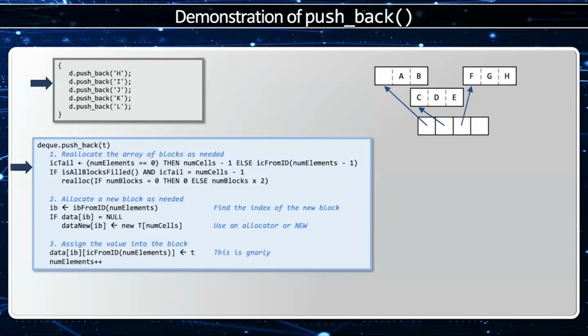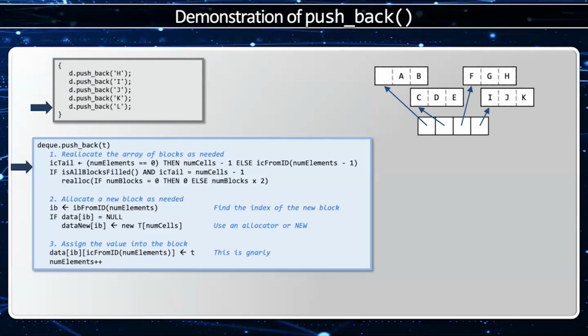Now I want to push back I. So it looks like I still have an extra block, so I don't need to reallocate, but I do need a new block for the letter I. So I'm going to have to allocate a new block, and right now it's empty, and then I'll push back onto that slot. Now for J and K is pretty easy, but for L, I'm in a new situation here.